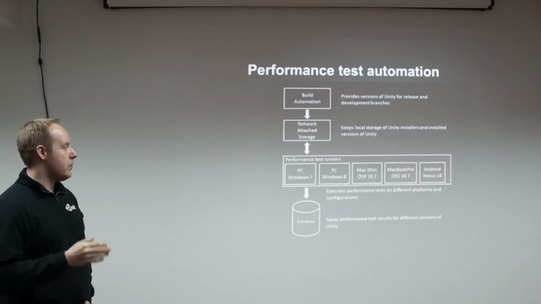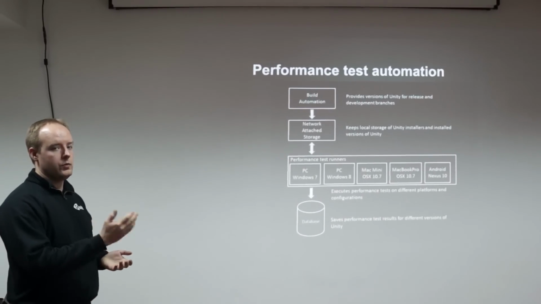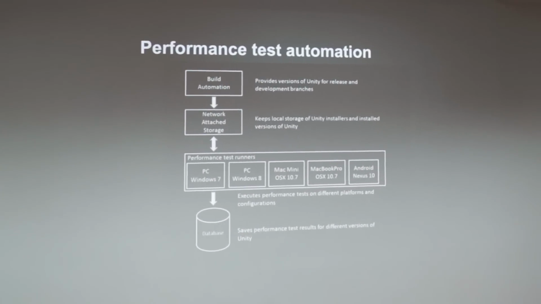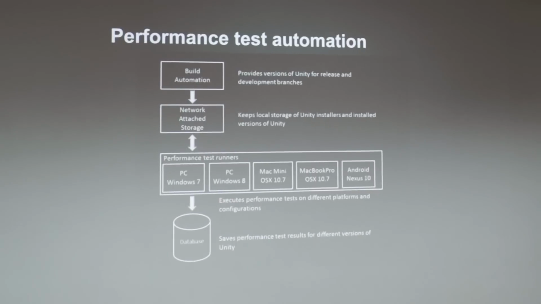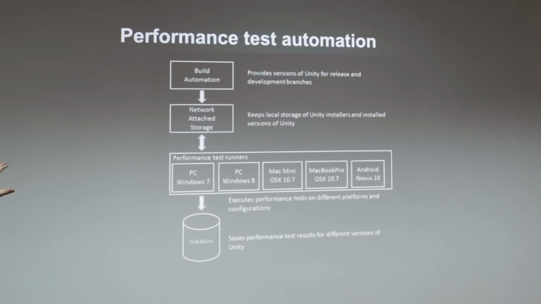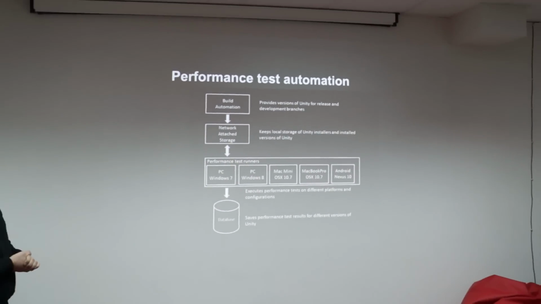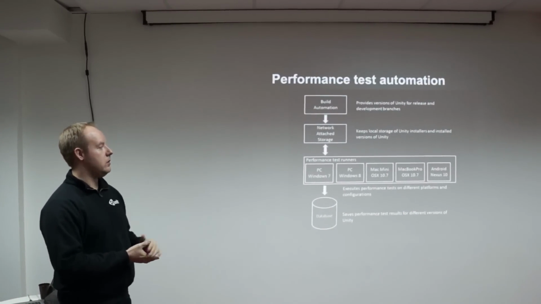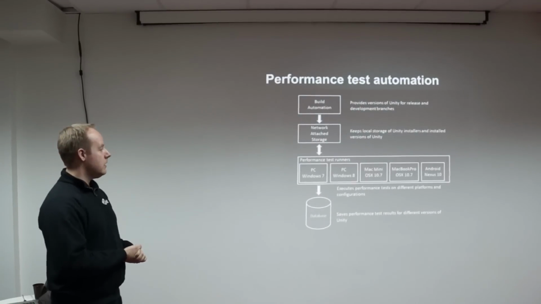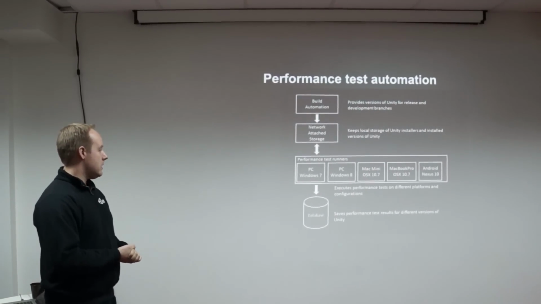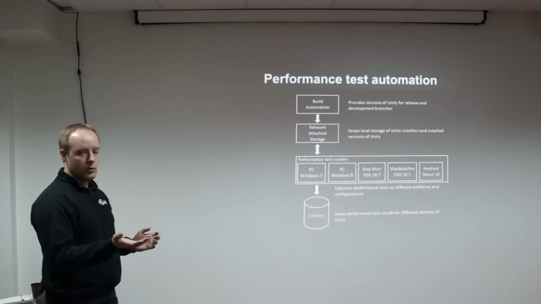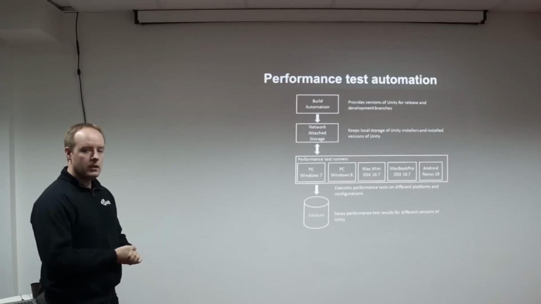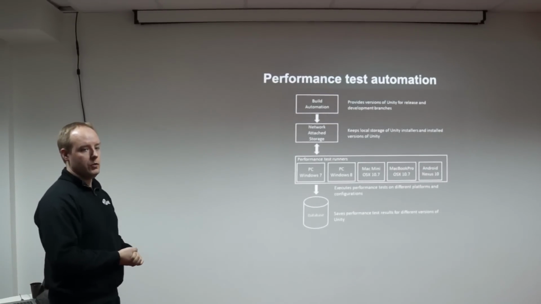So if for some reason we would like to go back to older versions of Unity, we have them saved on a network disk. And then the next step is that we have performance test runners. Basically these can be just a PC or Mac, or a device like Android. This is the set of test runners that we currently have, and we have lots of different platforms. This is not yet covering all the platforms, but we keep adding new hardware and new platforms all the time.